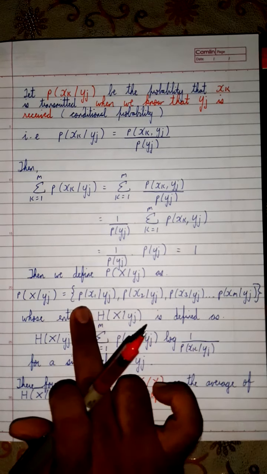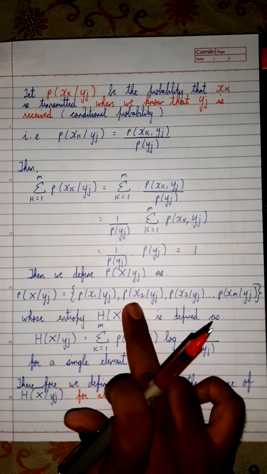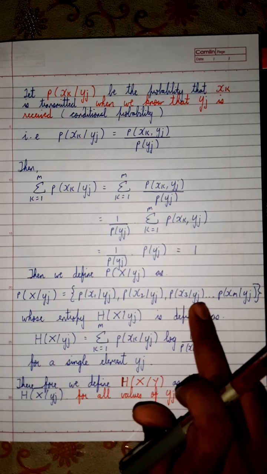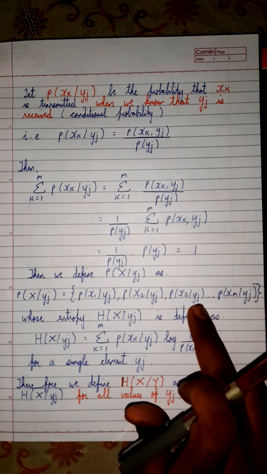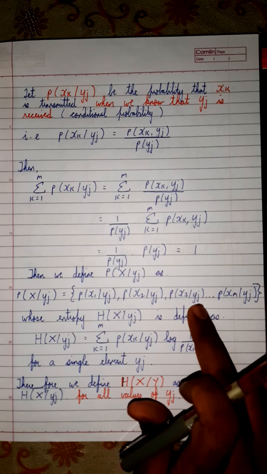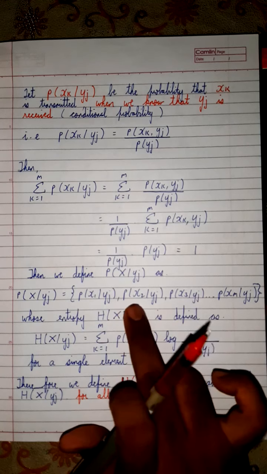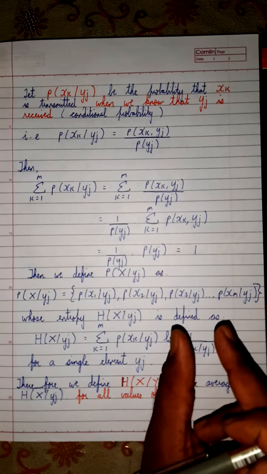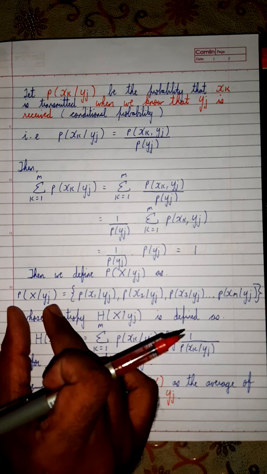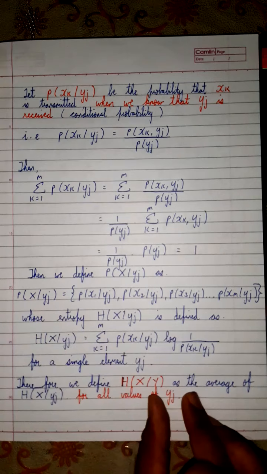Thus, we define p of x by yj as the set of p of x1 yj plus p of x2 yj, p of x3 yj up to p of xm yj, where yj can be any element, right? It can be y1, y2, y3 up to yn. So yj can be any element, and for any particular element, we can define its corresponding p of x by yj.